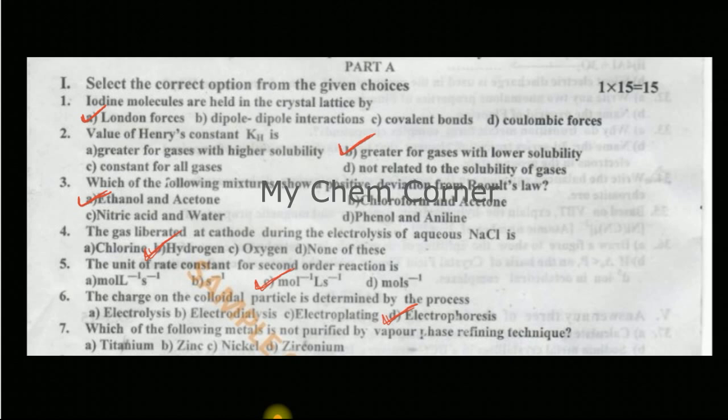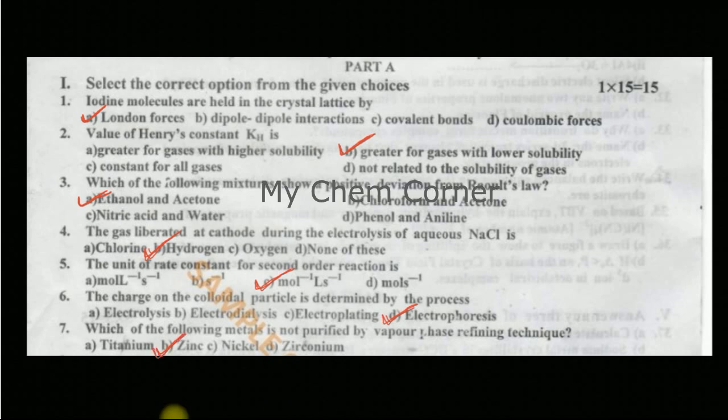Next one, which of the following metals is not purified by vapor phase refining technique? In this, if you check and see, titanium is there, nickel is there, zirconium is there. That's why you do those processes, no? Which are Mond process and Van Arkel's process. They clearly tell you Van Arkel's is for titanium and zirconium, Mond process is for nickel. So the only one that is not involved in it is zinc.